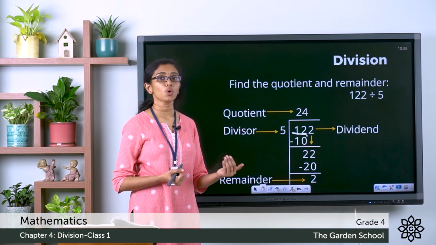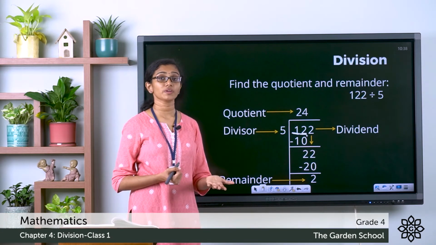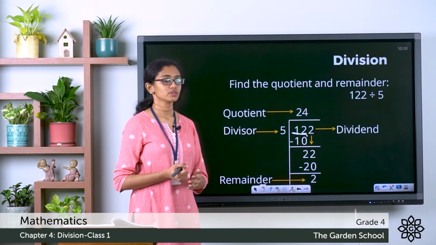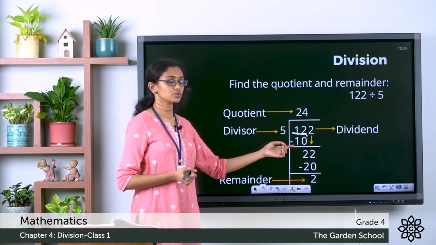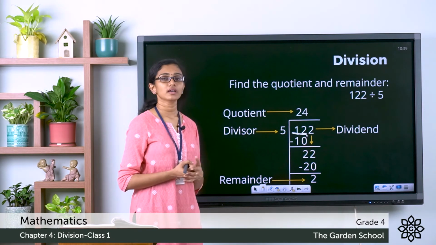5 1s are 5, 5 2s are 10, 5 3s are 15. So we don't need 5 3s. So we can take 5 2s here. So let's write 2 here. 5 2s are 10. We subtract these 2. We get 2 here. And we have to bring down the next digit.